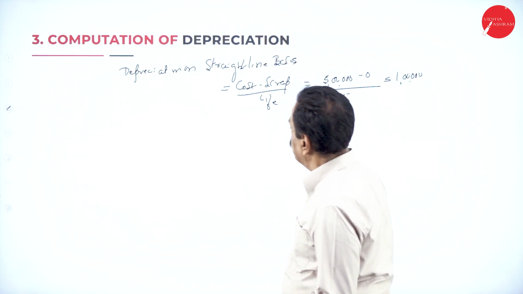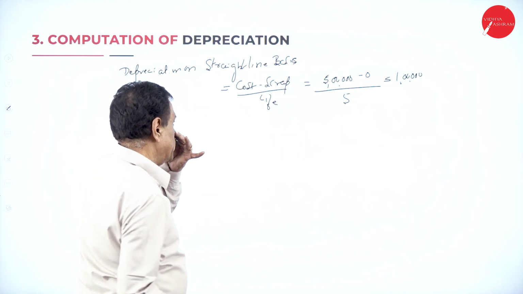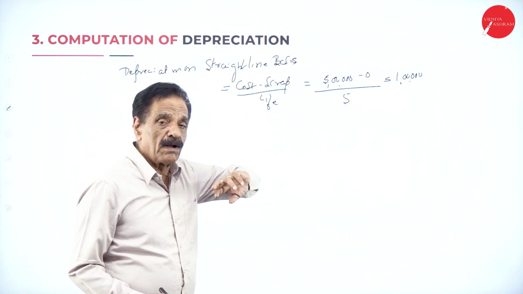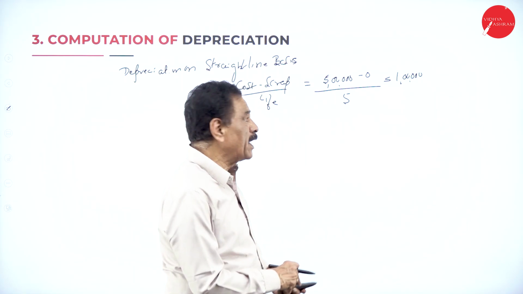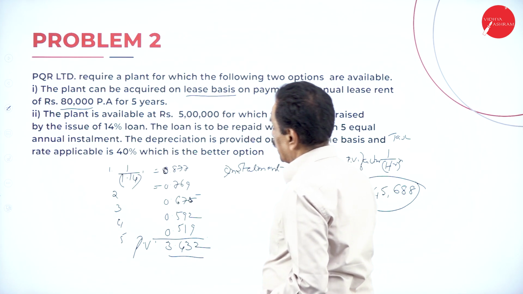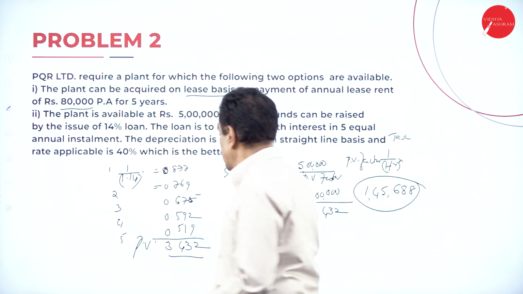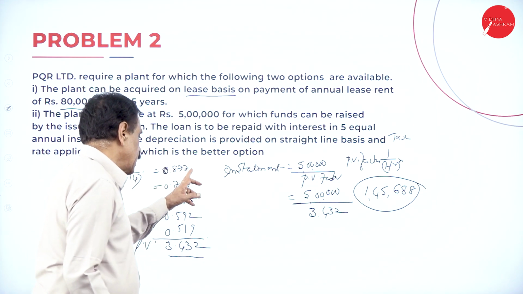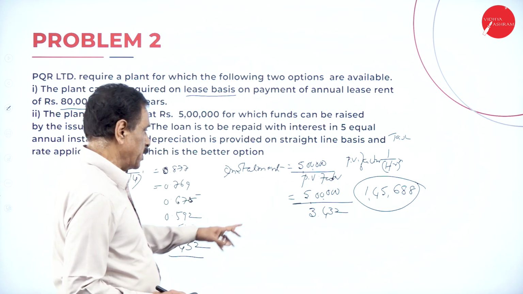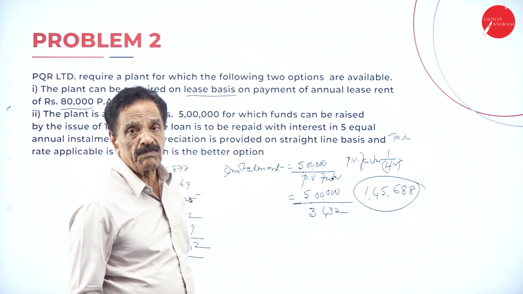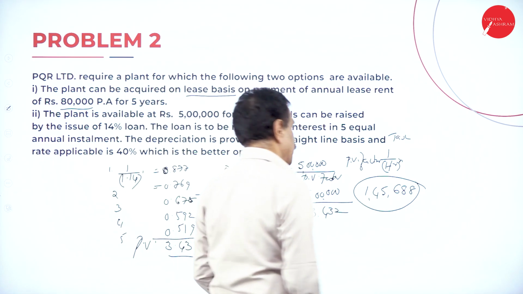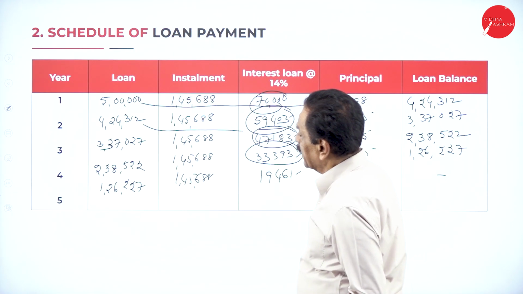I will explain the first step. Depreciation on straight line method. In the last problem, depreciation was written down value method. 5 lakh divided by 5 is 1 lakh rupees to be paid. Then I calculated 14% as a discount factor. First year 0.877, 5 years 3.432. 5 lakh divided by 3.432 works out to 1,45,688.